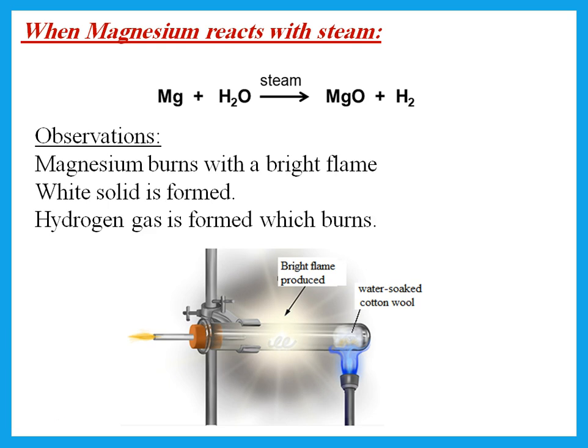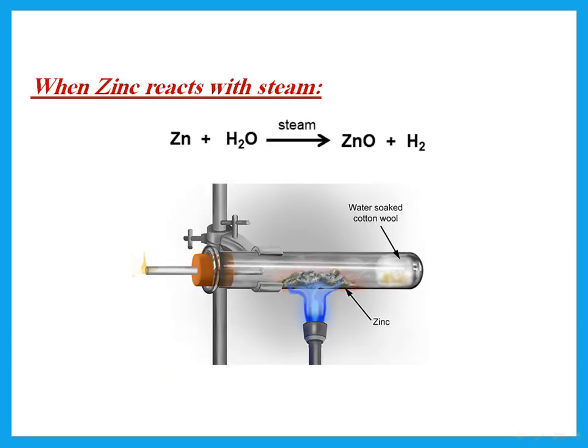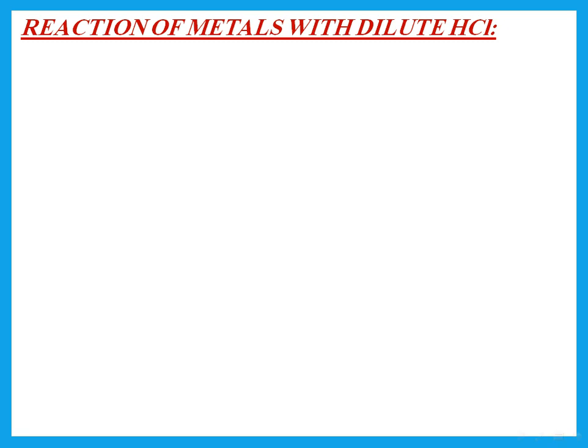Now, if we're asking what do I see, the magnesium burns with a bright flame. The magnesium oxide, you remember, is formed; it is a white solid, and we get hydrogen gas given off. Zinc again with steam gives zinc oxide plus hydrogen.